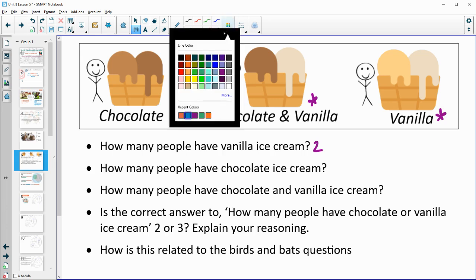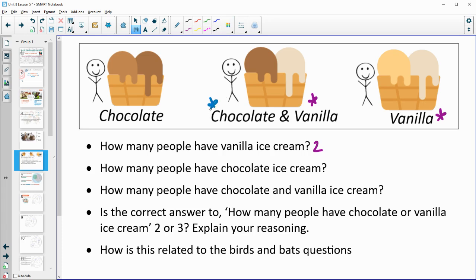How many people have chocolate ice cream? So this person has chocolate and this person has chocolate. So again, 2. How many people have both chocolate and vanilla? So that's only going to be the one person in the middle who had both.